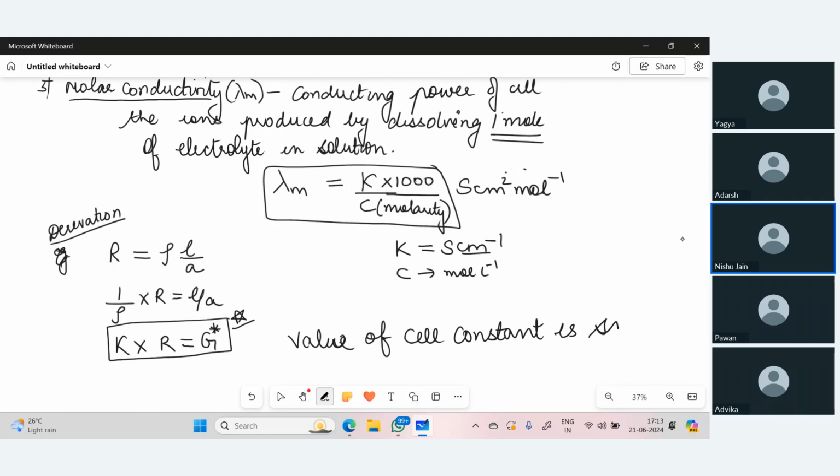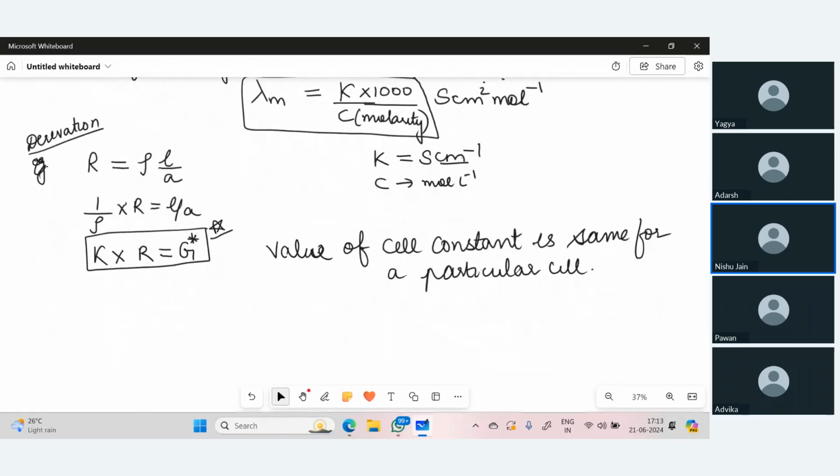The value of cell constant is the same for a particular cell. I will tell you what this line means; I will explain from the numerical. Now we will practice a few numericals based on these formulas, then I will come to the next topic.